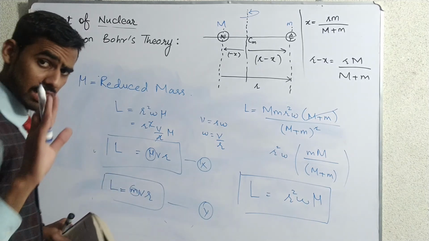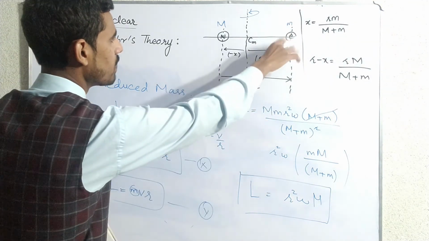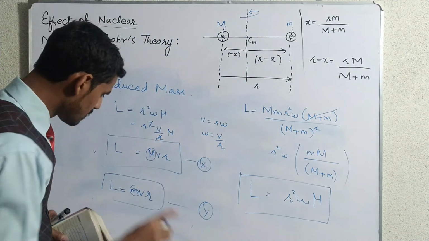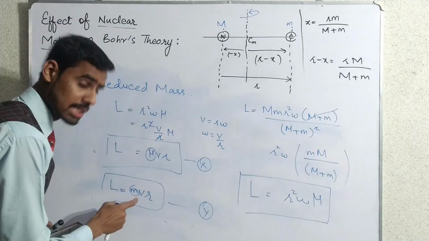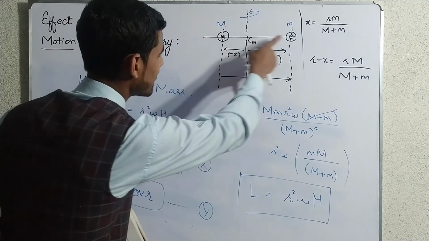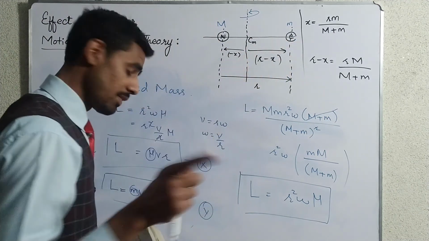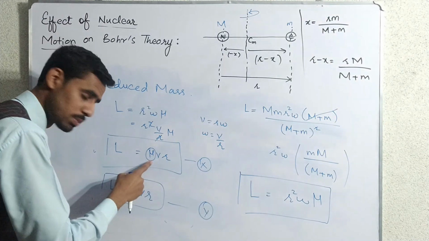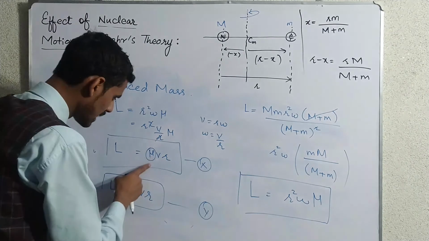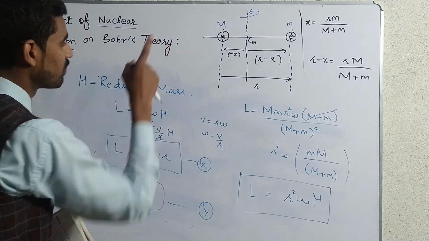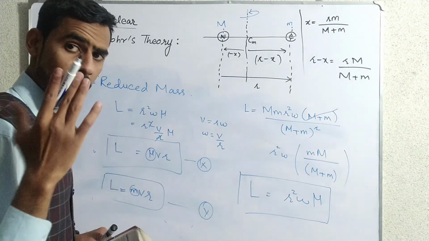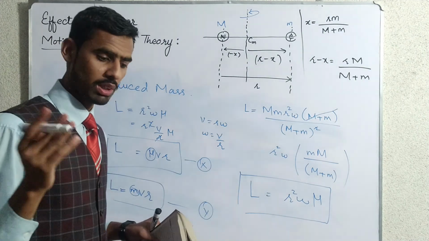When this electron was the only one revolving around the nucleus, then the mass we were considering was only the mass of this electron. When this nucleus and this electron both are moving, then we talk about the reduced mass. And in the next lecture we are going to talk about how this reduced mass affects the results of Bohr's theory, what happens to the r prime, the wavelength, the Rydberg constant, and the velocity.